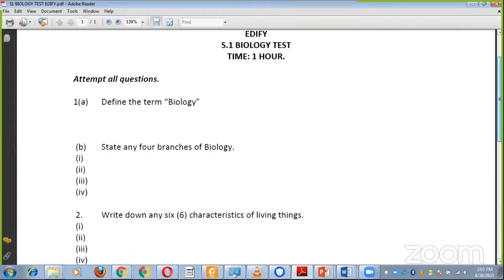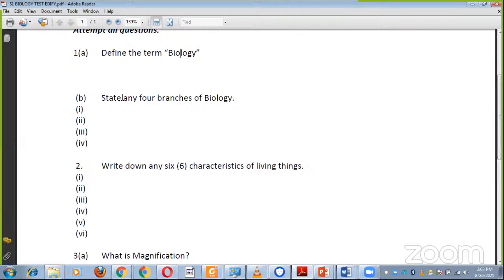And then we can go to the next question. Part B was saying, state any 4 branches of biology. Melissa Chisache has given us zoology and botany. And then we have Alum. Yes, Alum Martha. Zoology. Zoology is the study of what? Of animals. Okay, thank you, Alum.